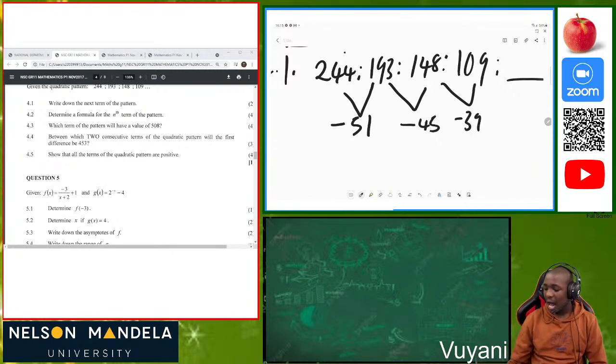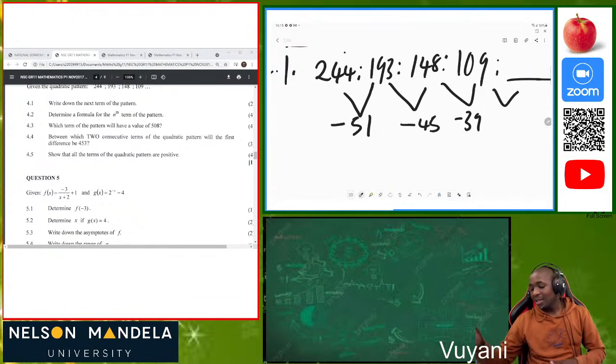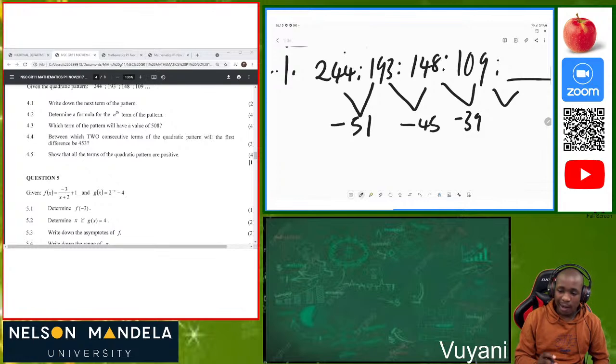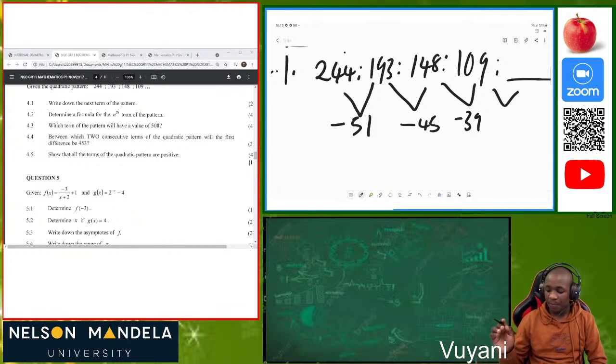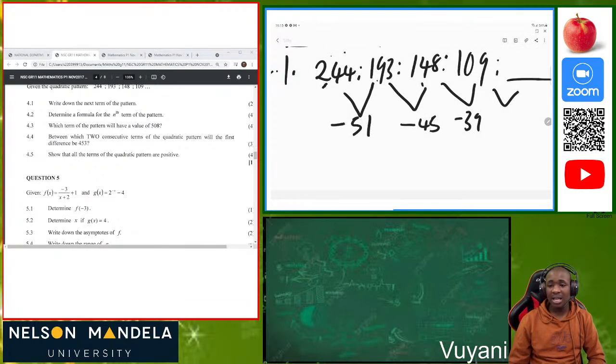Bear in mind, I am not saying 148 minus 109, since 148 is bigger than 109. It's always term 2 minus term 1, or term 3 minus term 2. It doesn't change. It's not because 244 is greater than 193 that you decide to say 244 minus 193. You have to say 193 minus 244, in other words, T2 minus T1, and when you come to this one, you say T3 minus T2. It's always the case that you have to do that.